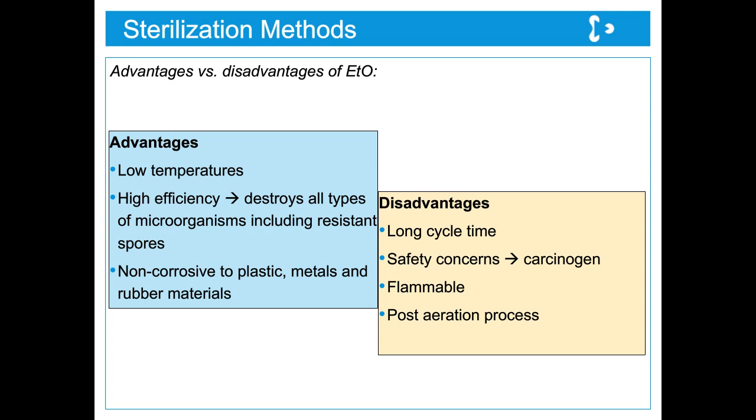Disadvantages, again, it's a long cycle time. Also, ethylene oxide is a carcinogen, and it is flammable, so there are safety concerns. There's also a post-aeration process, and this post-aeration process is meant to eliminate any residual ethylene oxide that could be left in the primary packaging component itself. So it's important to factor in this post-aeration process as well when you're looking at time for a sterilization method.